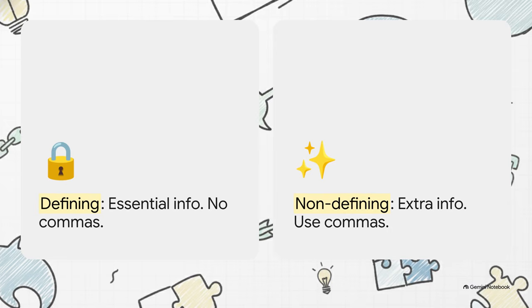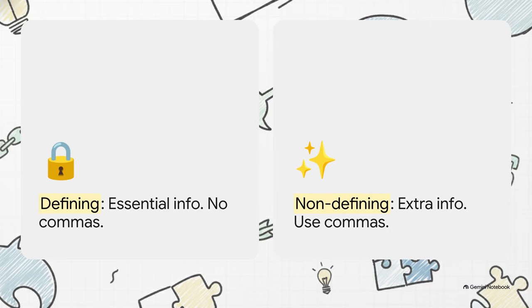Now, contrast that with non-defining or non-restrictive clauses. These just add extra non-essential flavor. The sentence completely makes sense without it. Paris, which is the capital of France, attracts millions of tourists. If we remove that middle clause, we get Paris attracts millions of tourists. The core meaning is exactly the same. The extra info is just a nice little bonus.